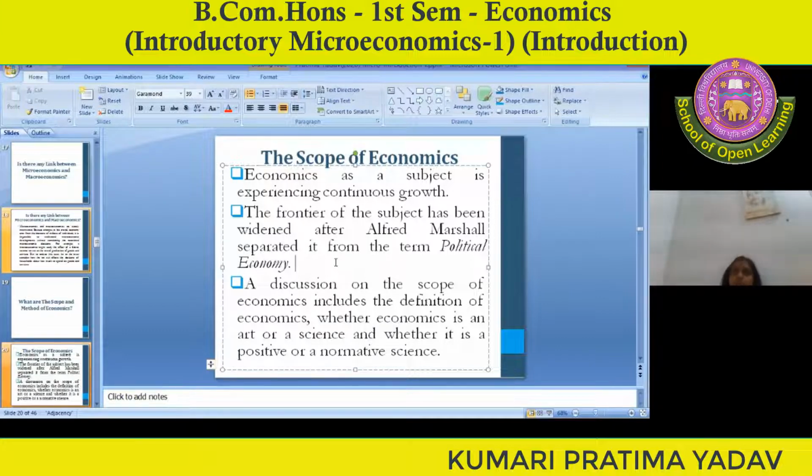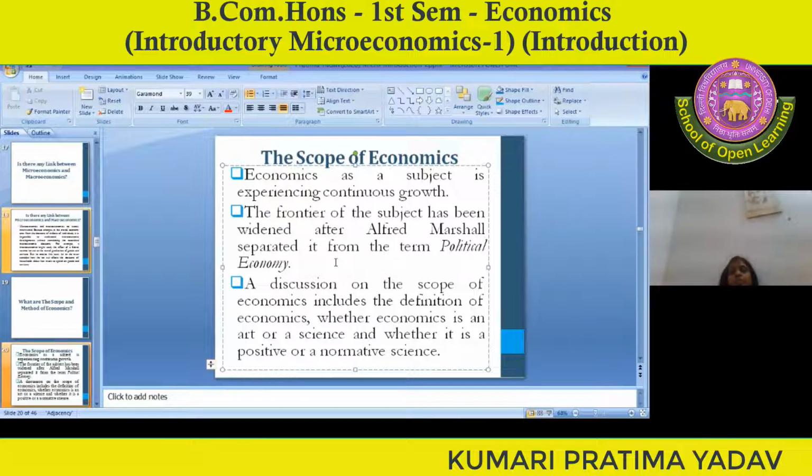Smith was the person who first started saying that economics is a subject where you analyze the economic behavior of humans. But still it was somehow a part of political economy. So the first person who separated it from political economy was Alfred Marshall.